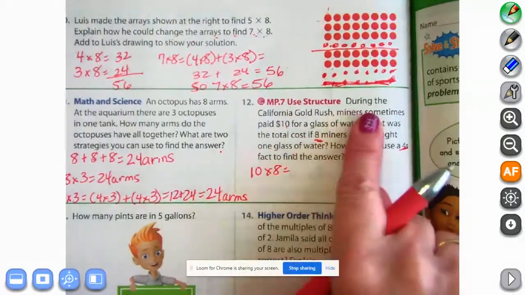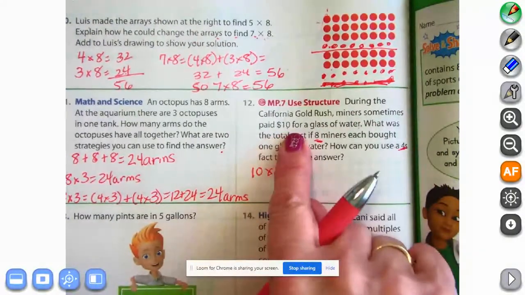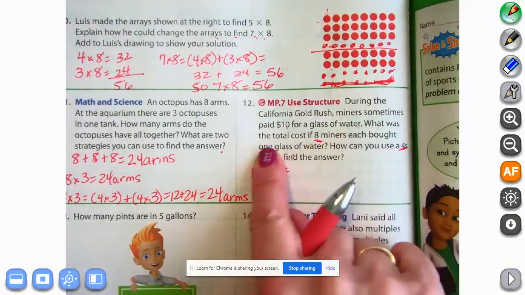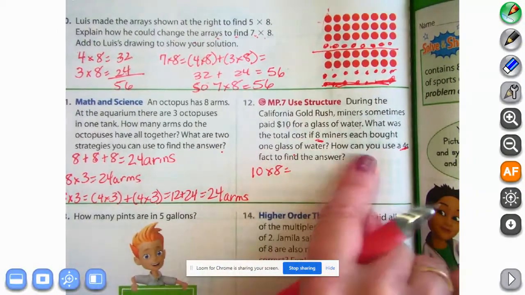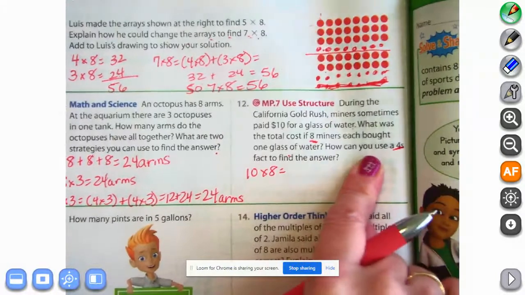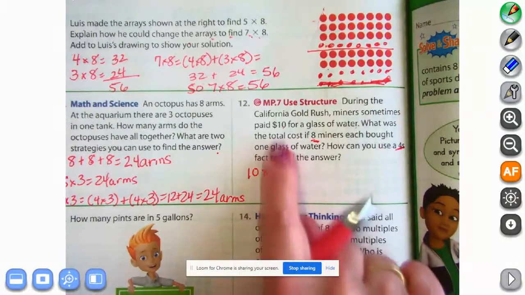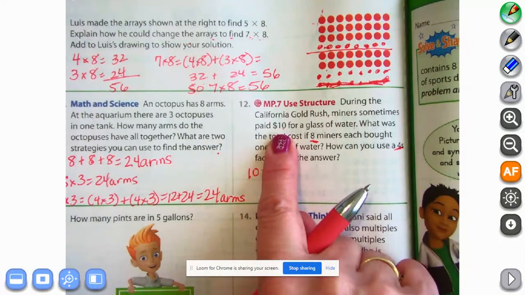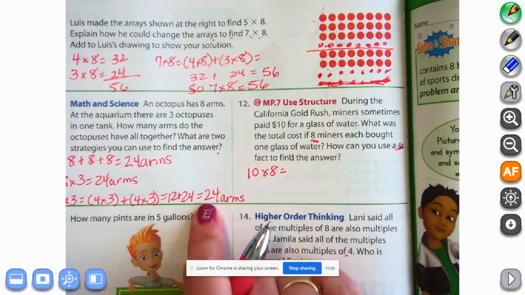Number 12. During the California gold rush, miners sometimes paid $10 for a glass of water. What was the total cost if 8 miners each bought 1 glass of water? How can you use a Fours fact to find the answer? Okay, so they're $10 a glass for water. That's a lot of money for water. The total cost if 8 of them had a glass of water, 1 glass. How can you use a Fours fact?